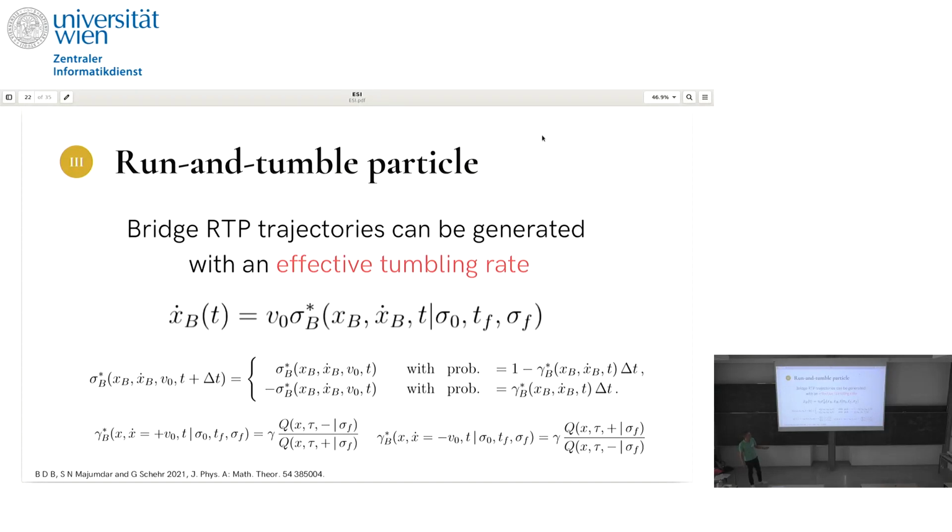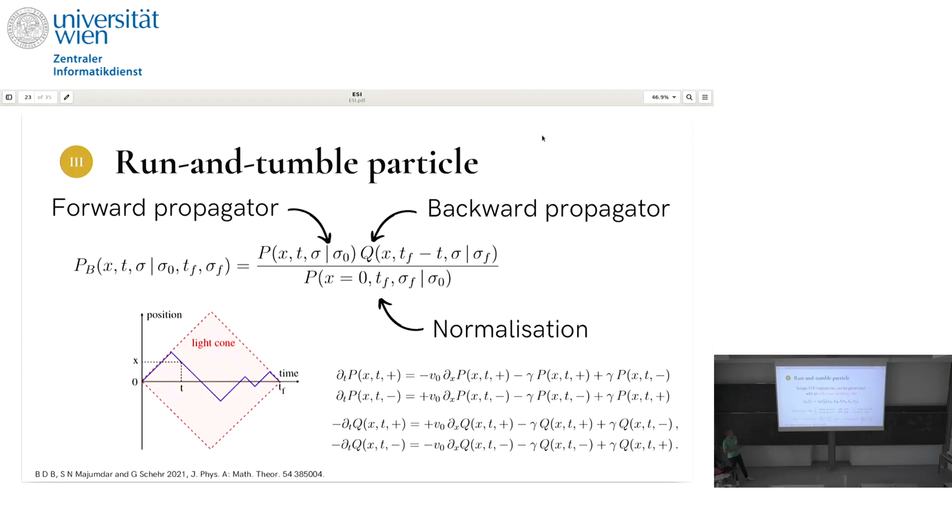They depend on the position of the particle, its velocity, and time. And so the flipping rate, if the particle is at velocity plus v0 and it wants to go to the other velocity, is given by the free tumbling rate times again this ratio of backward propagators, specific to the free dynamics of this RTP, which we found quite interesting. And so let me just flash how we get these results for this non-Markovian process.